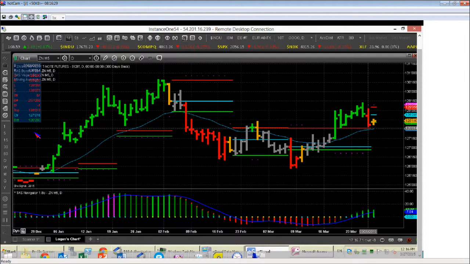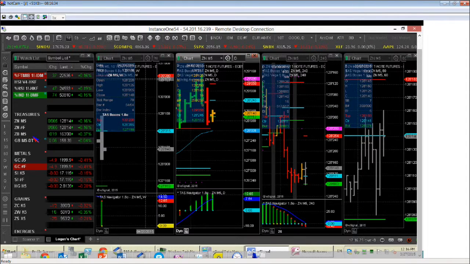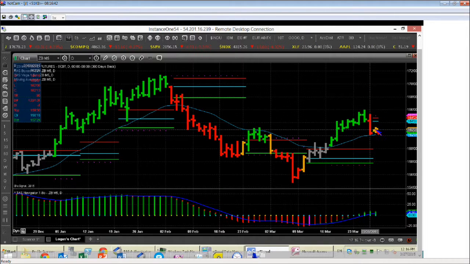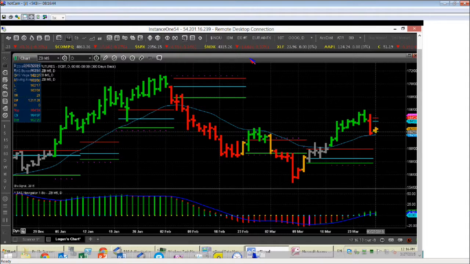Here's the 30-year. Similar situation. ZBM5, new profile. Stops oriented below 162.20. We got to hit silver really quick.